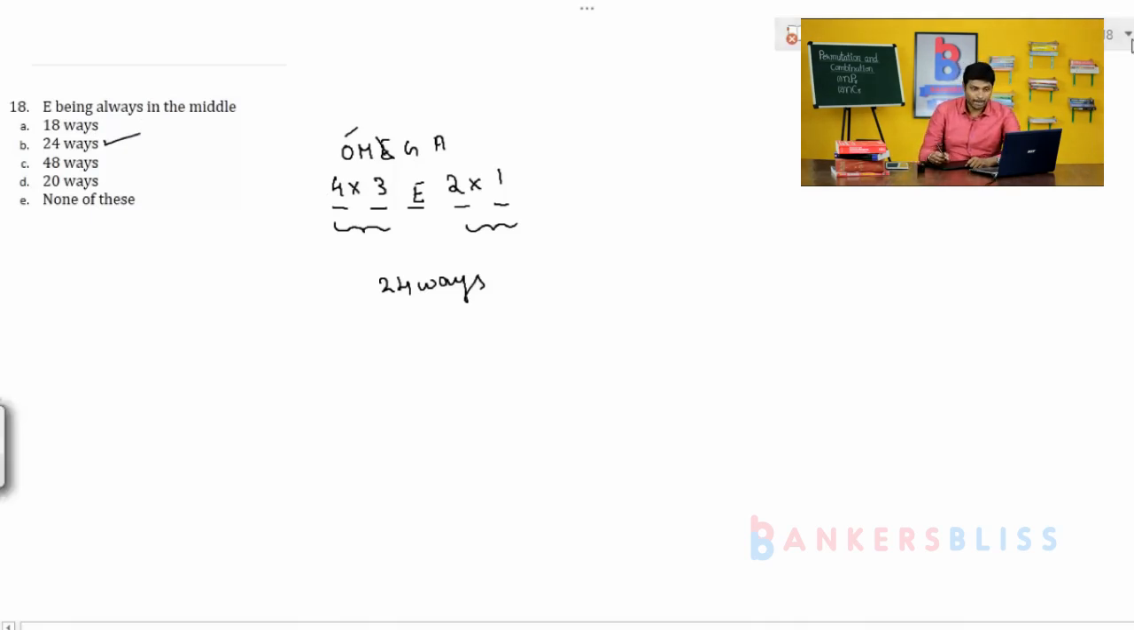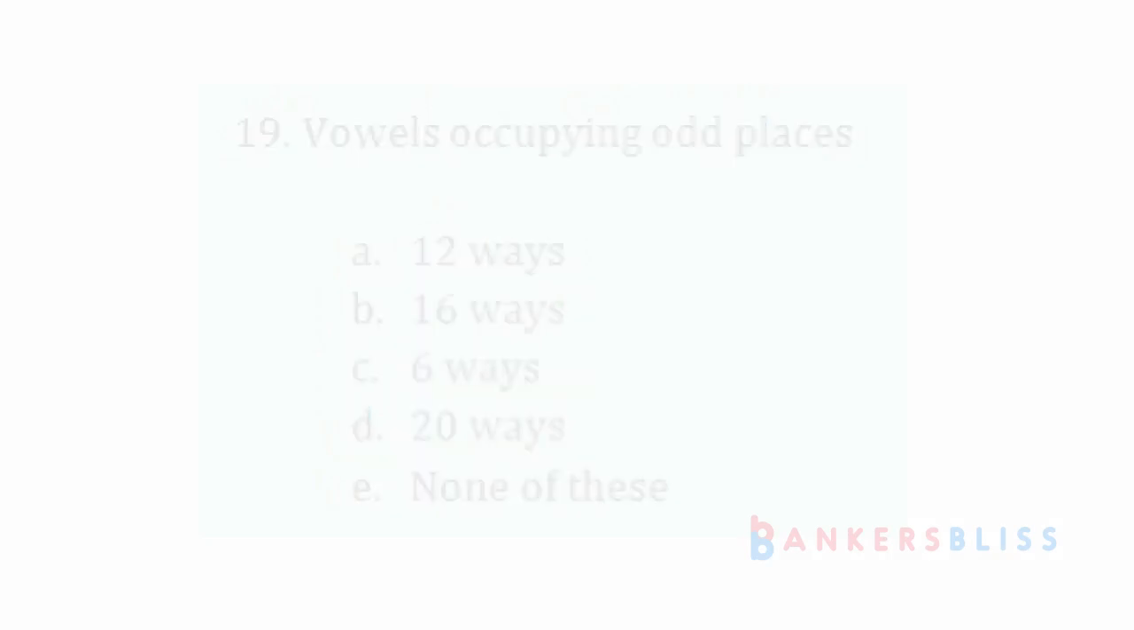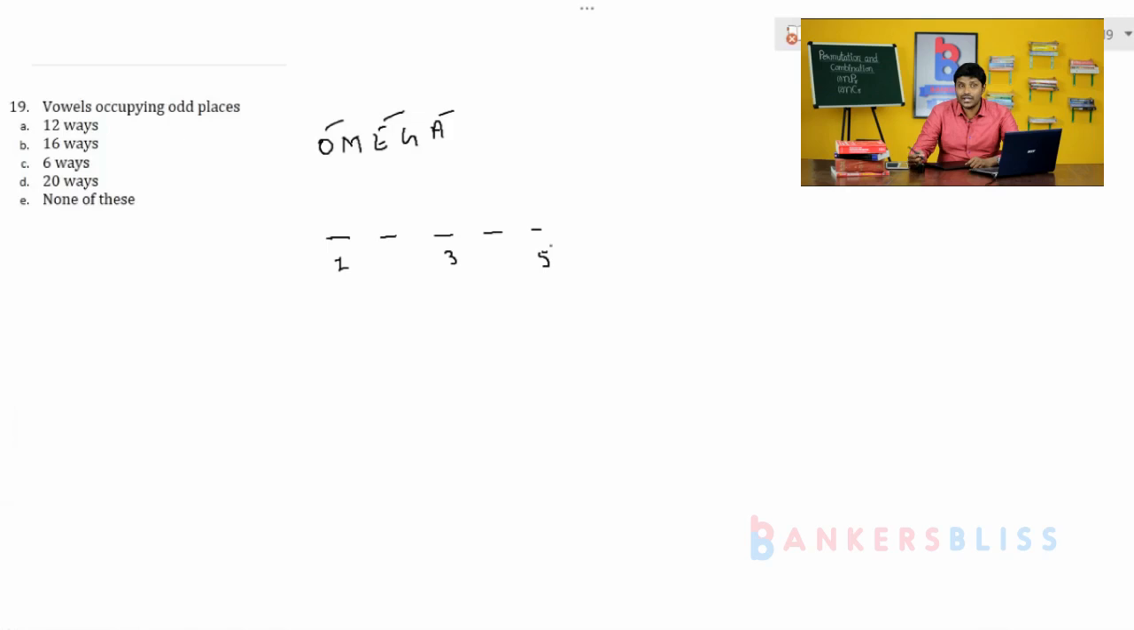Problem number 19. Vowels occupying odd places. So omega, O M E G A. So what are the vowels? A, E, O. So these 3 vowels are there. Vowels have to occupy the odd places. See here, 1, 2, 3, 4, 5. Odd places means what places? The first place, the third place and the fifth place. So these are the odd places. From left towards right you have to go. From right towards left you should not come. Always from left towards right you have to go.